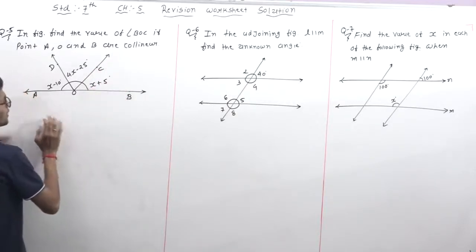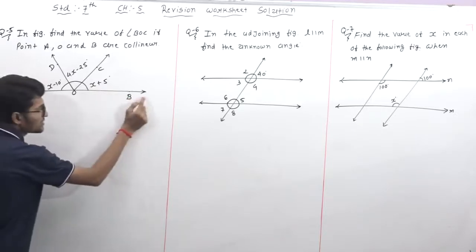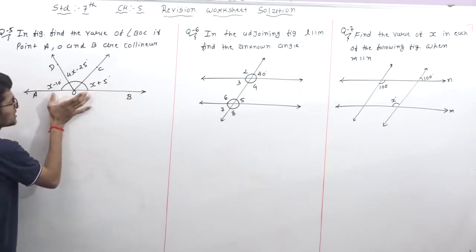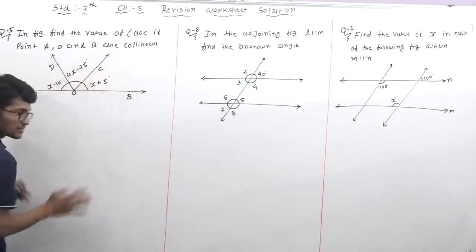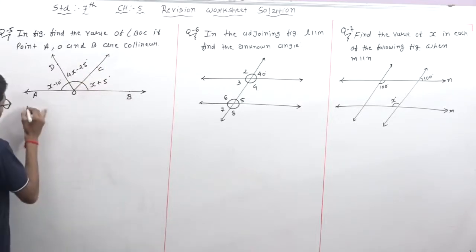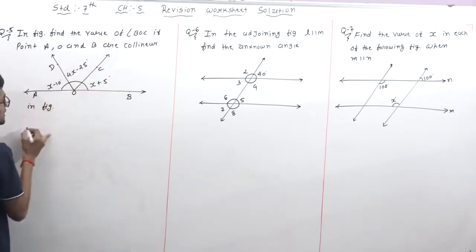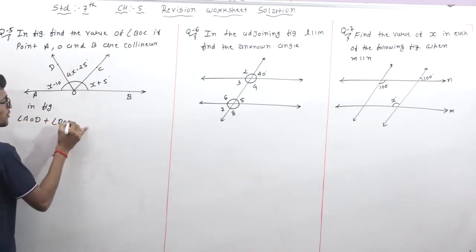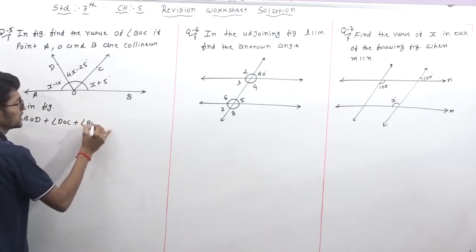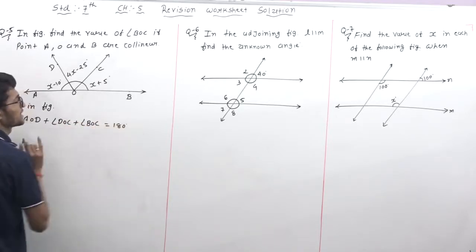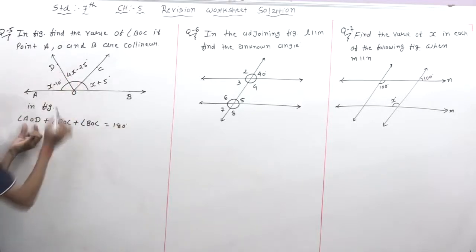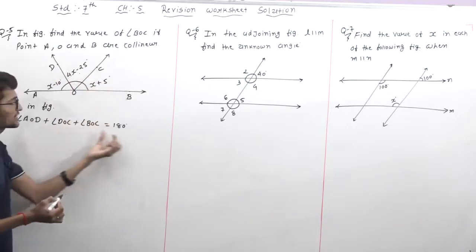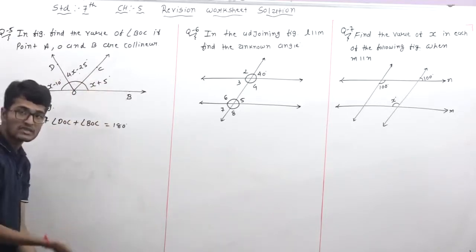Right? So first of all, see, this is one line, which means the total is 180 degrees. It means a linear pair. These two lines are divided into three parts. Okay? So we start: in the figure, angle AOD plus angle DOC plus angle BOC is equal to 180. AOD is our first, DOC is our second, and BOC is our third. The addition of the three angles is equal to 180. Why? Because this is a linear pair.